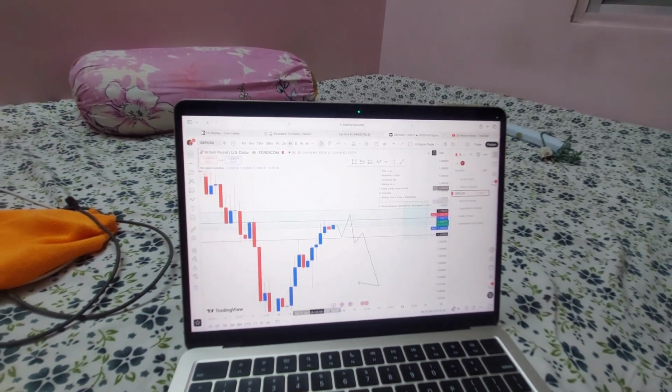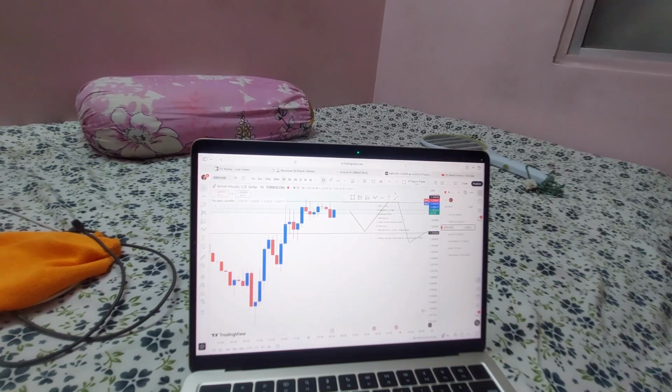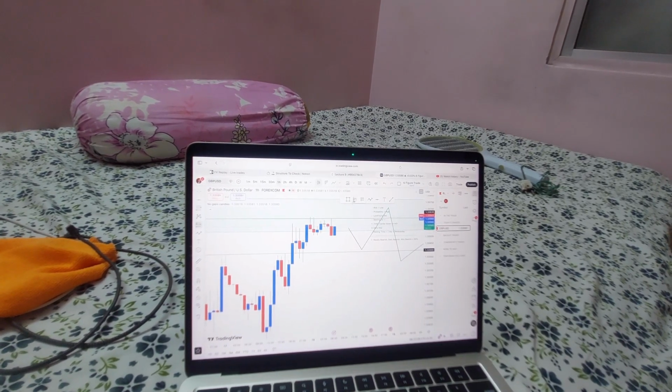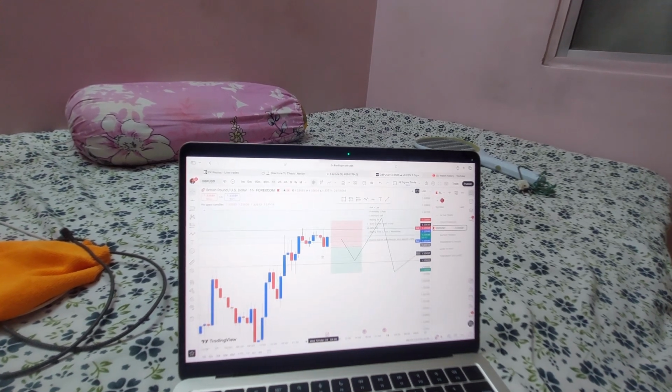Look at this. I just wanted to prove to you guys that this trade is not going to work. Let's place the risk reward ratio tool. Let's pretend that we have taken this trade.